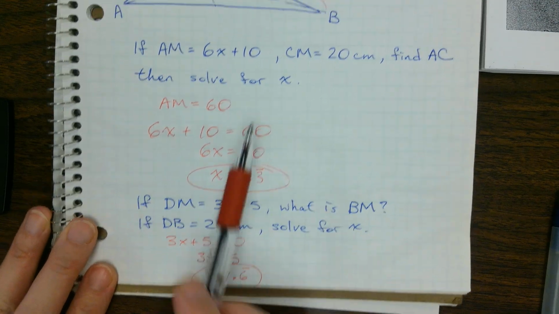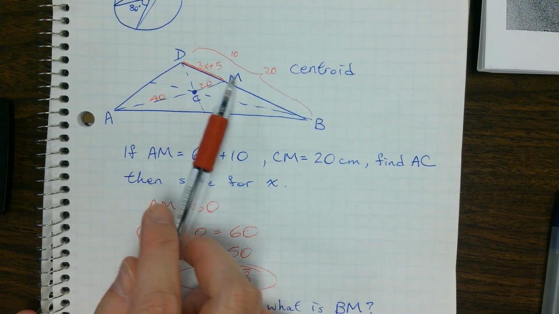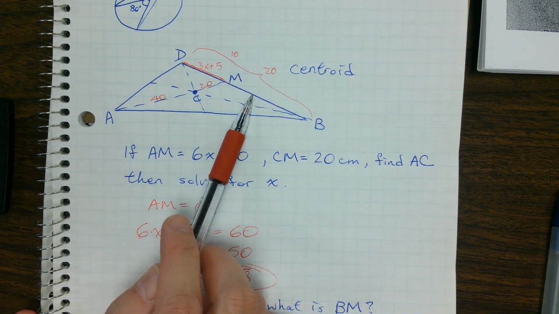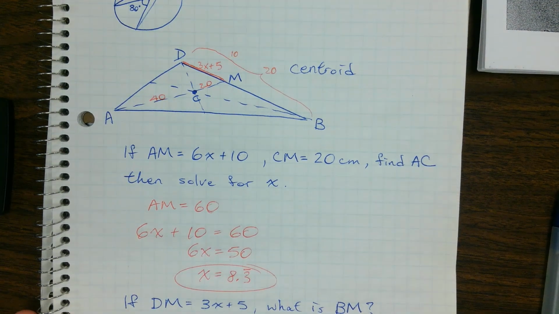Alternatively, you could have done it the other way as well. You could have done 2 times 3x plus 5 equals 20. You'll get the same answer.